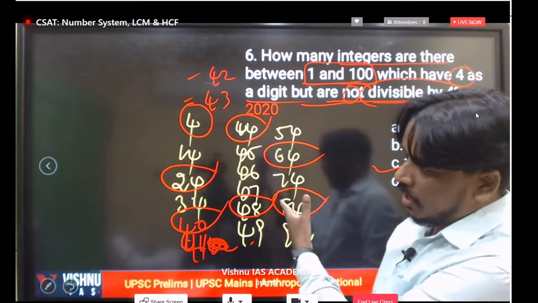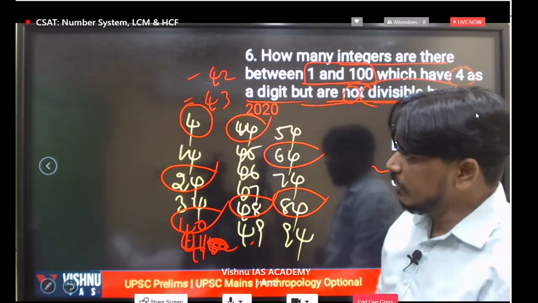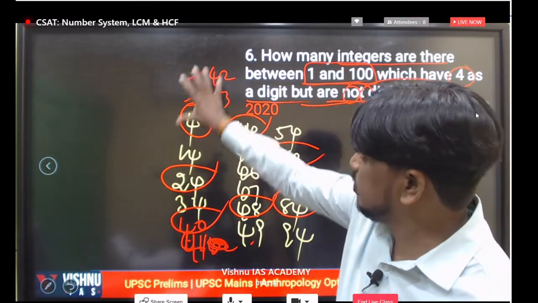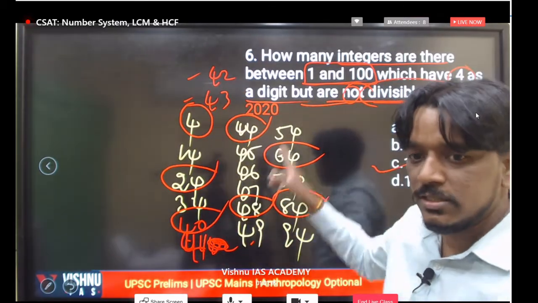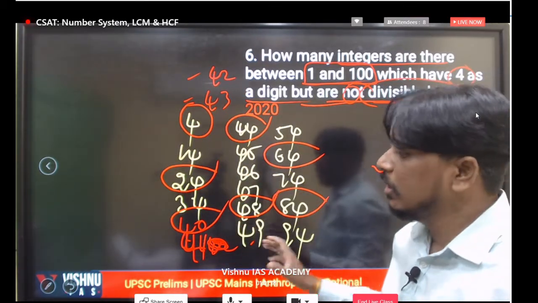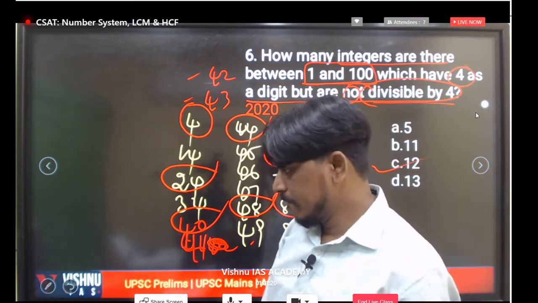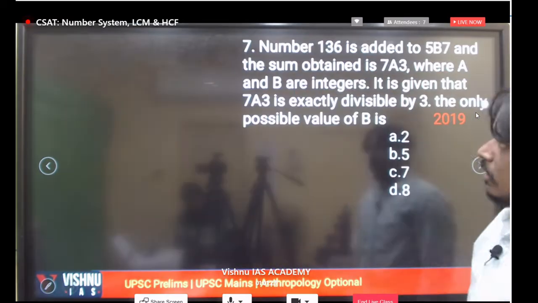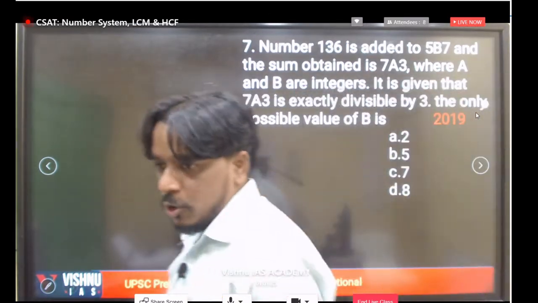Now everyone got the clarity how we are getting 12. Note down very clearly. Initially I missed these numbers. Once again, just note down all the numbers and identify which are divisible and which are not divisible. Simple. Clear? Let's take one more simple, same concept.